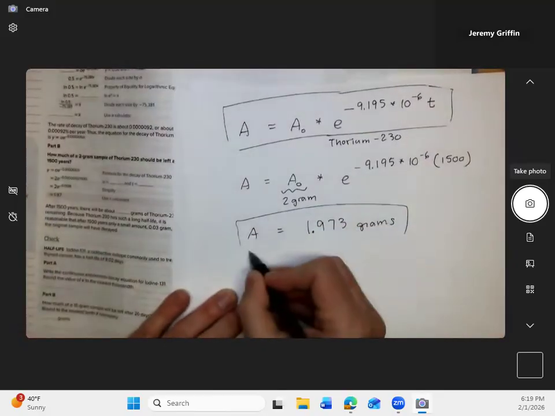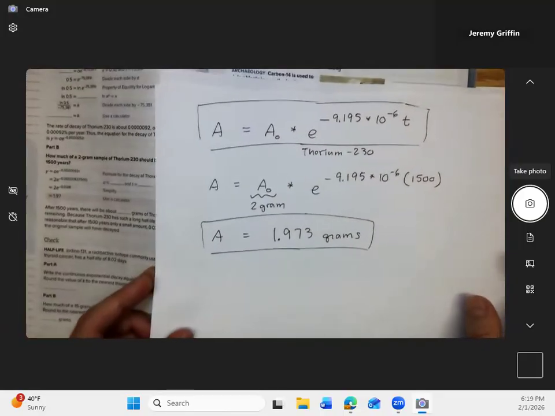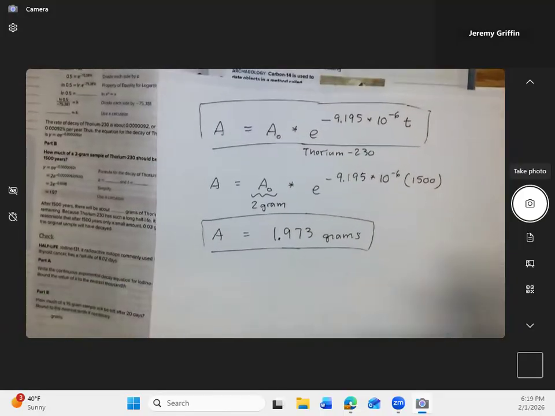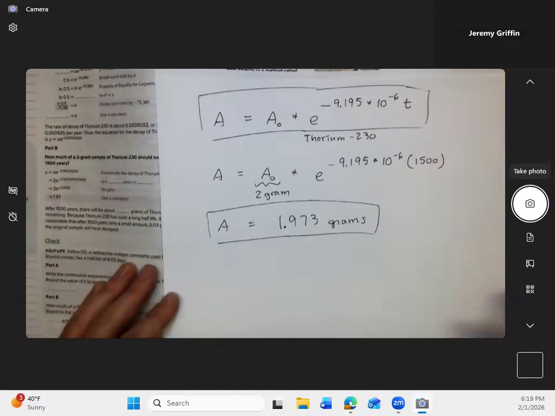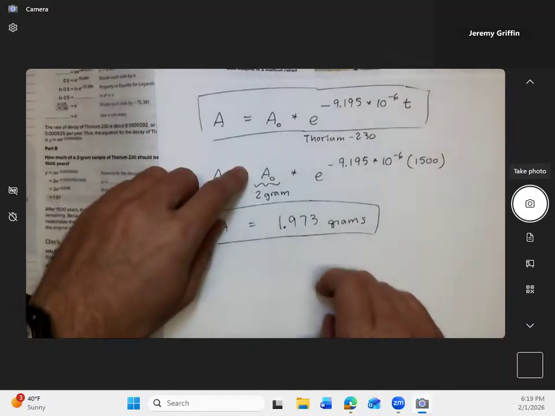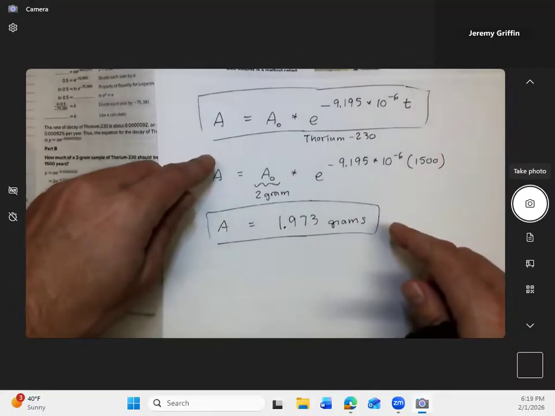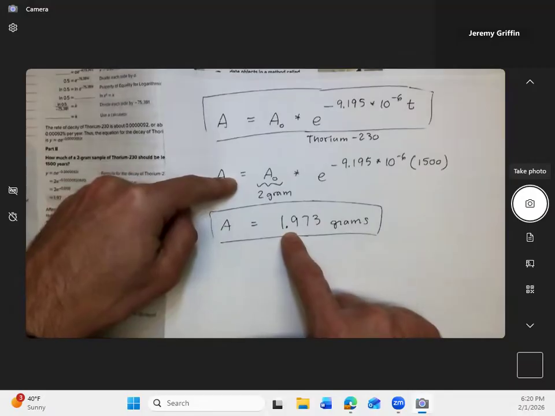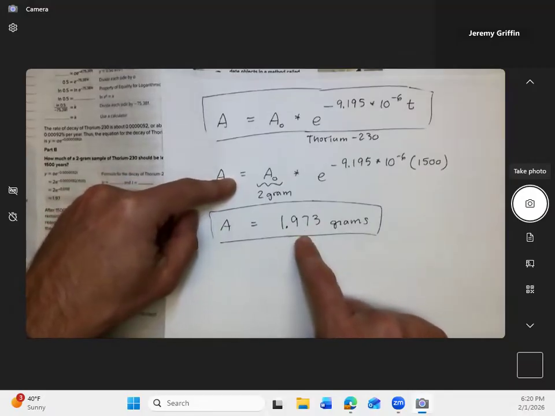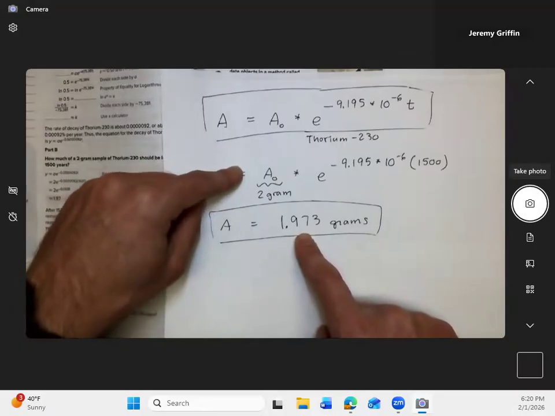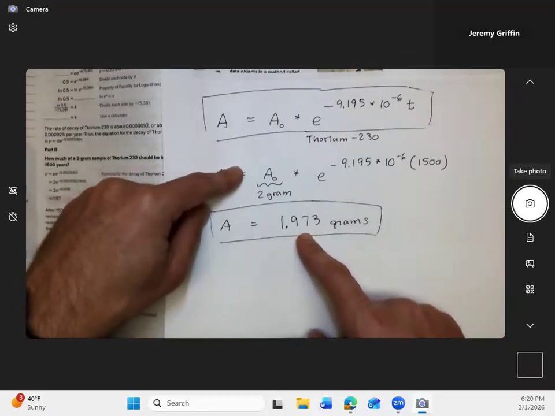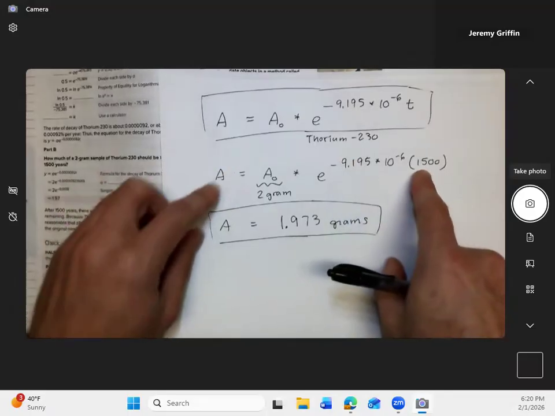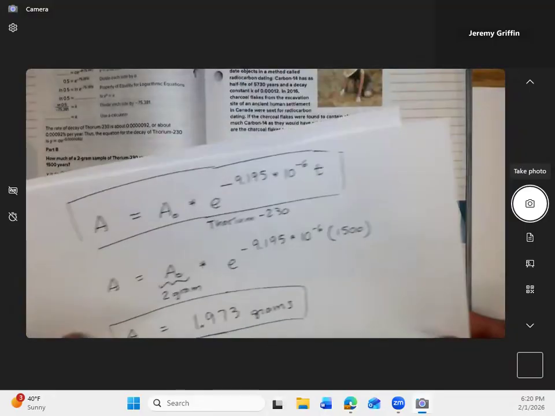Same thing. Now, how this would really work in the field, I suppose you're working with thorium, caves or whatever, or corals, is if you expected a new sample to have 2 grams, and then you find some artifact that only has 1.97 something grams. So it is a little smaller than maybe a new sample. So how much older is it? And you could back calculate this 1500 years right here. So go back and forth between exponents and logarithms.